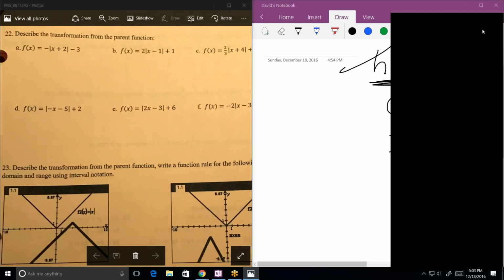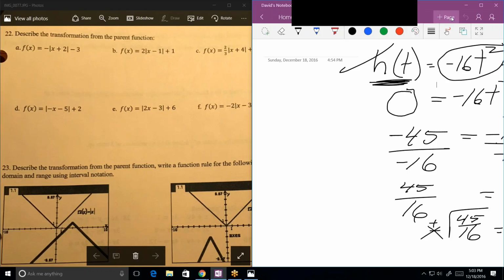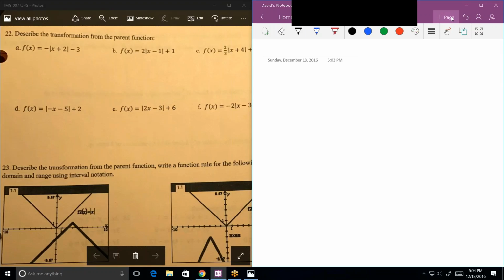Function. It's always where you want to start with transformations. Figure out what the parent function is, and I'm going to call it g of x. In other words, it's not f of x. What's the parent function?